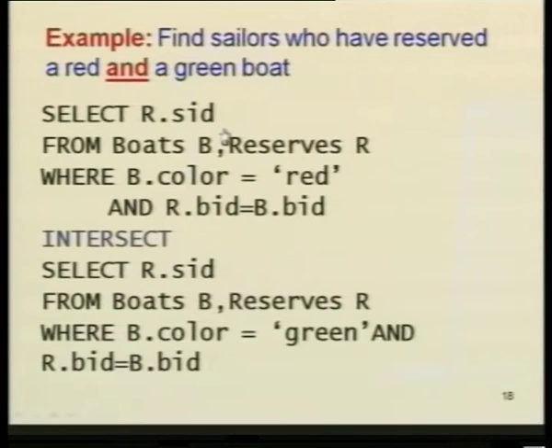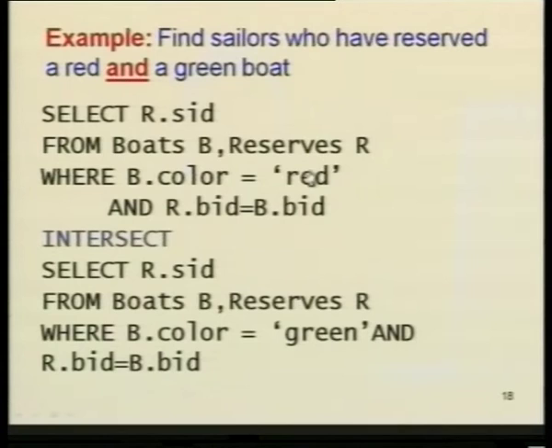So, I want to select the SIDs of people from the reserves relation. But what I am doing is saying that the boat color has to be red. So, he has to have reserved a red boat. Now, if he has to have reserved a red boat, then the BID in the reserves relation and the boat ID in the boat relation should be the same.